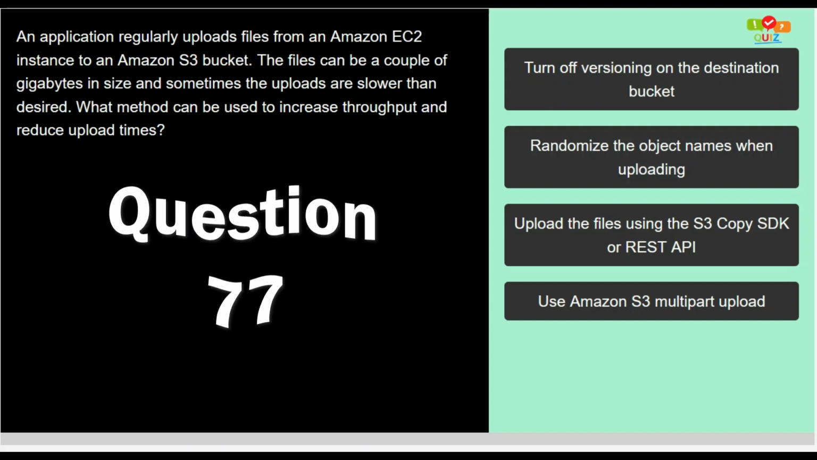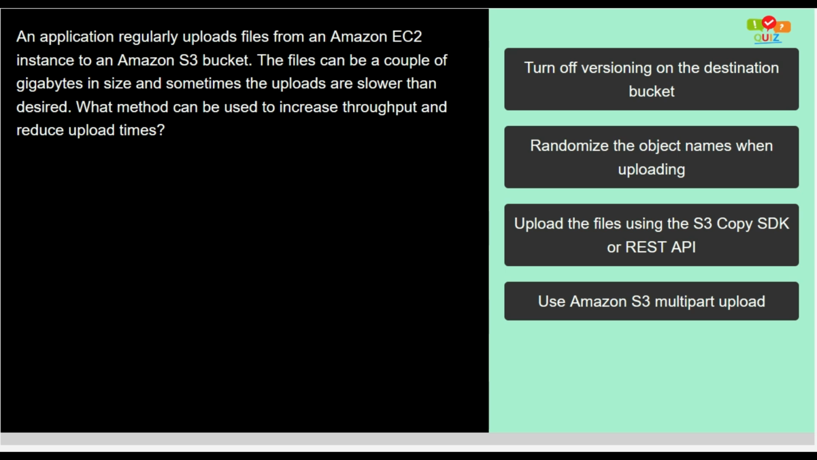So let us begin with the first question. An application regularly uploads files from an Amazon EC2 instance to an Amazon S3 bucket. The files can be a couple of gigabytes in size, and sometimes the uploads are slower than desired. What method can be used to increase throughput and reduce upload times?